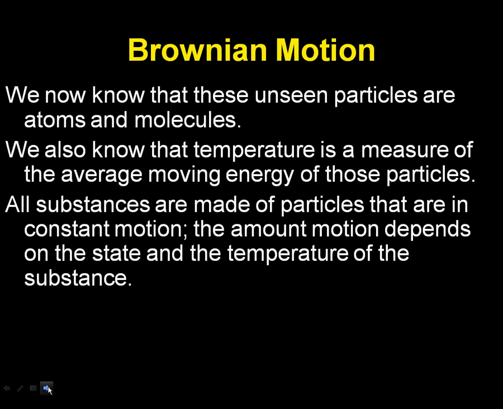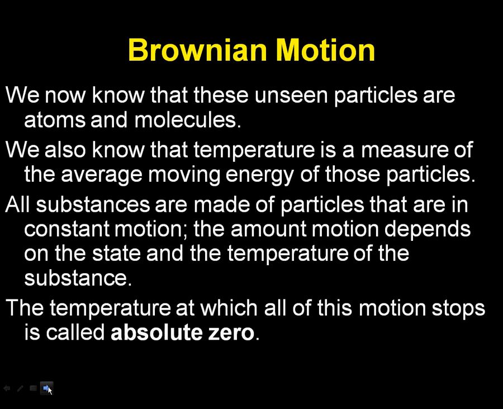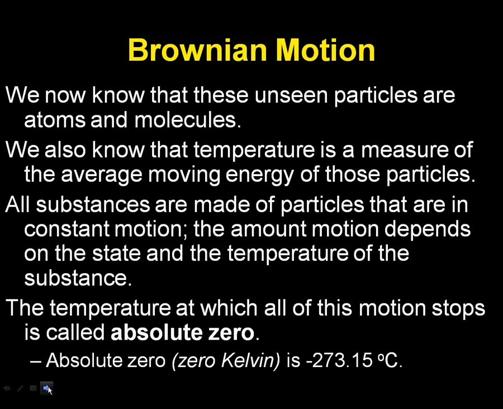All substances are made of particles that are in constant motion. The amount of motion depends on the state and the temperature of the substance. The temperature at which all of this motion stops is called absolute zero. Absolute zero, or 0 Kelvin, is minus 273.15 degrees centigrade.